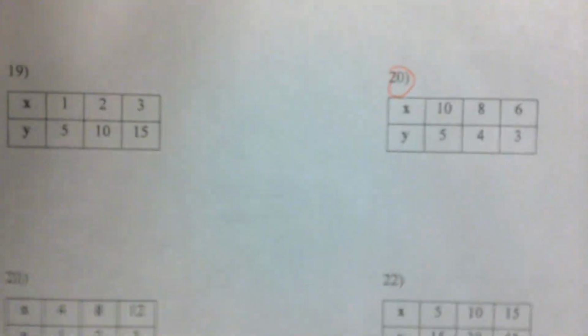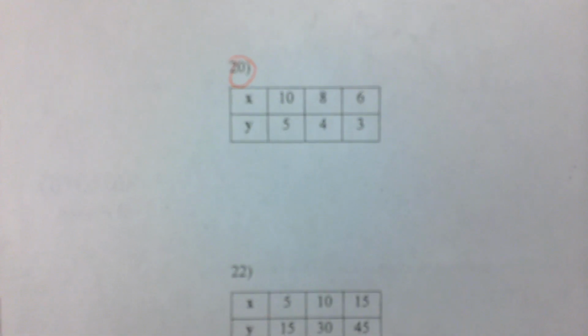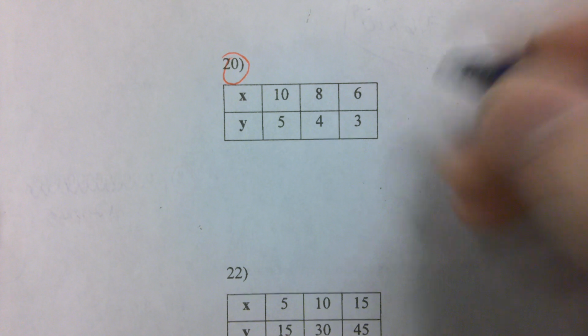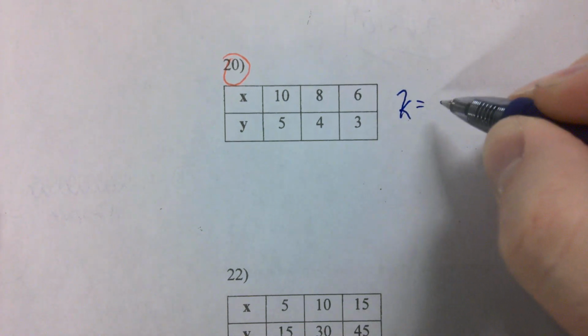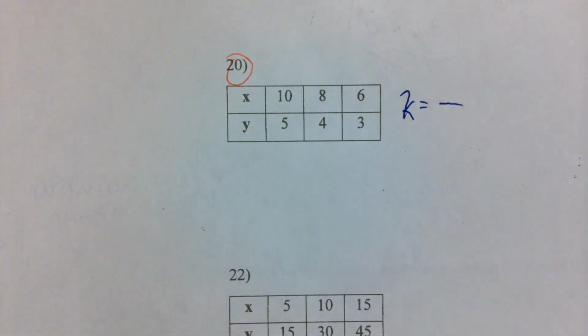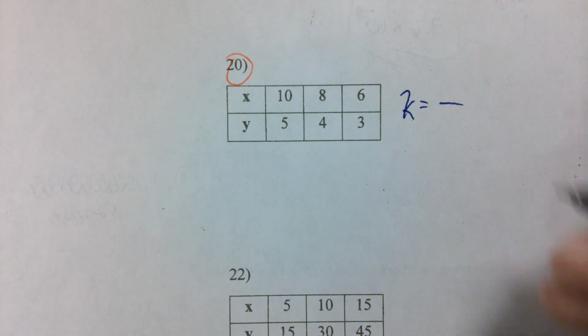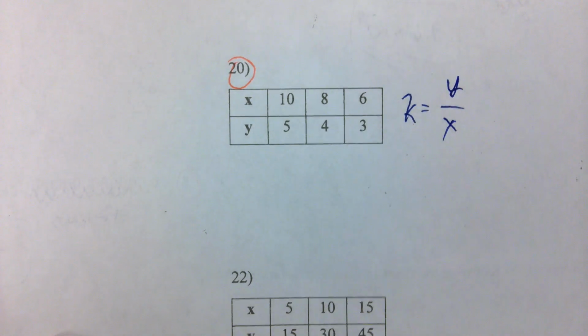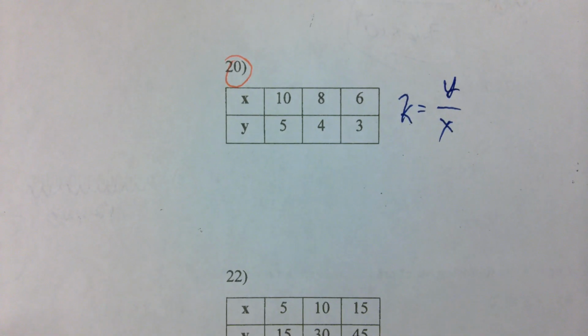Flipping over to the back, number 20. If I want to find K, what's my formula for K? K is equal to what? Y over X. Remember, Y over your X? Okay?